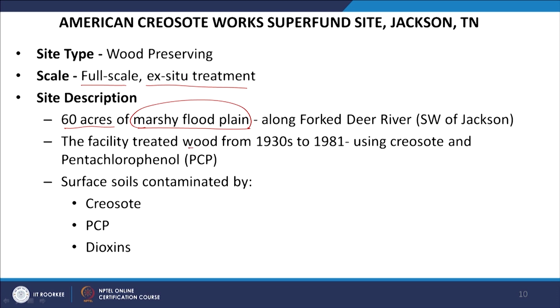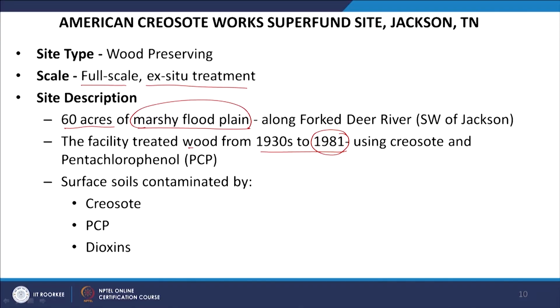Facility treated wood from the 1930s to 1981, and in 1981, that's when I believe the relevant site was discovered to be contaminated and so on and so forth. We'll look at that, and it was contaminated with both creosote and pentachlorophenol, and also dioxins. Again, these are remarkably toxic compounds, certainly dioxins, I believe they are also carcinogens. So surface soils are contaminated by these particular contaminants, pardon me.